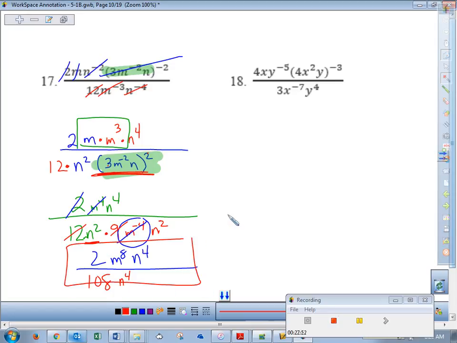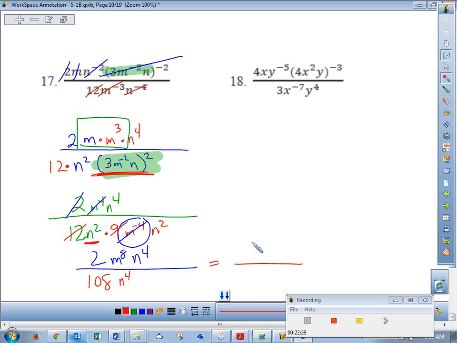Then final cleanup, right? Everything's positive exponents. Reduce your coefficients, reduce your m's, reduce your n's. Fraction bar coefficients, 2 over 108 can reduce, right? What's that reduce to? 1 over 54. M's, there are only m's upstairs. N's, I got the same amount up and down. They divide out to be 1.